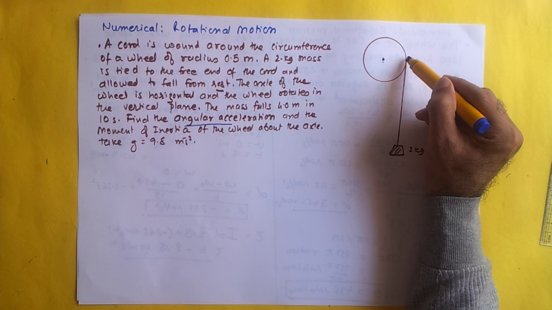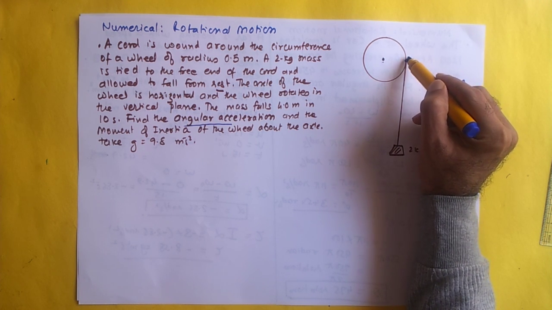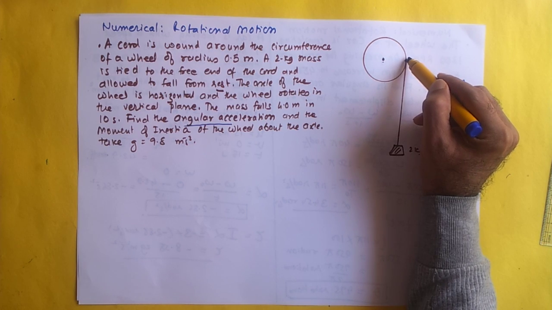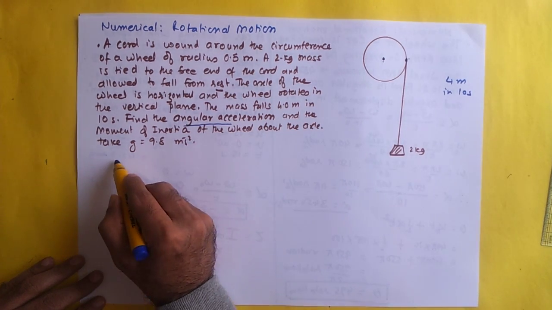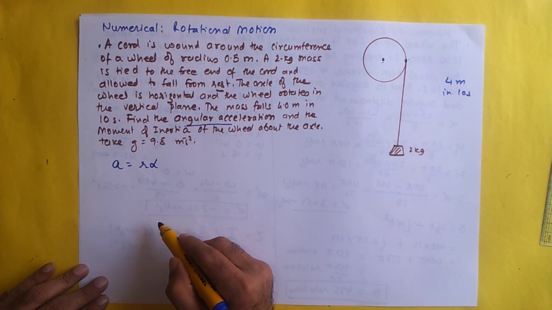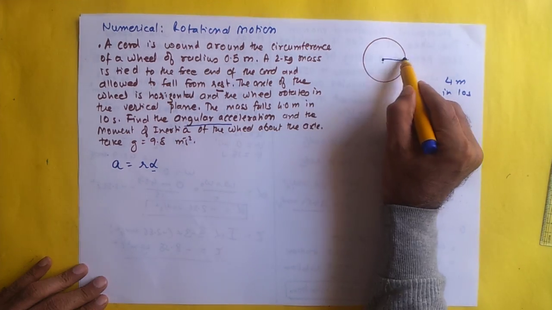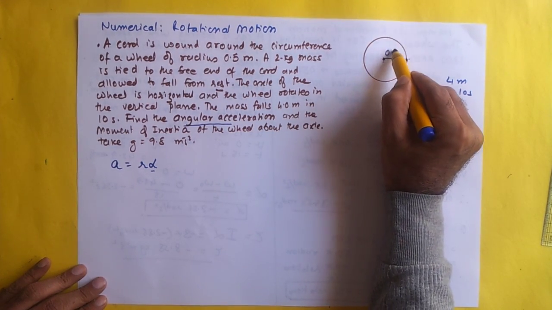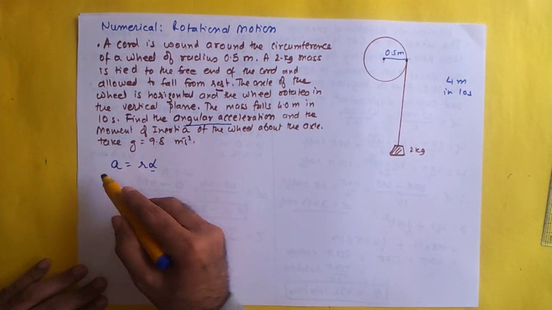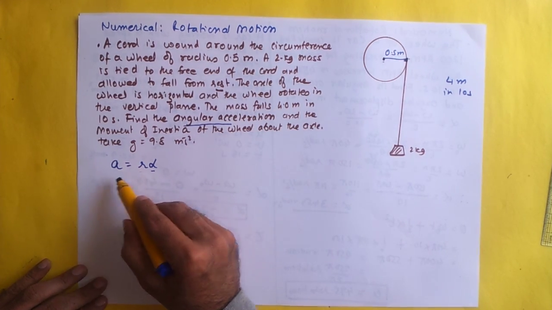Its angular acceleration would be obtained if we are able to find out the linear acceleration of this point of the wheel. For example, we have this equation a is equal to R alpha. I want to find out alpha, the angular acceleration. So I know the radius R. This radius is known to me as 0.5 meter. If I know the linear acceleration of this particular point, then I can divide it by R and get alpha.